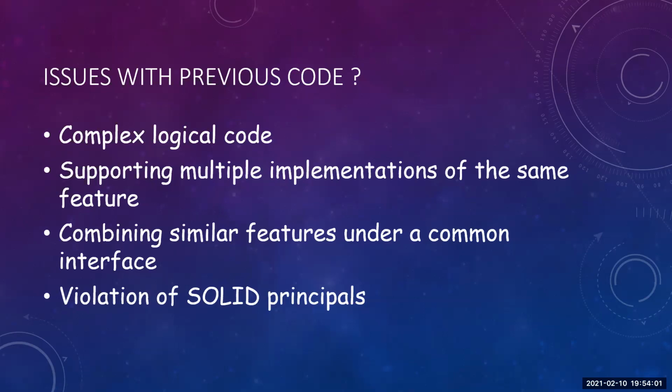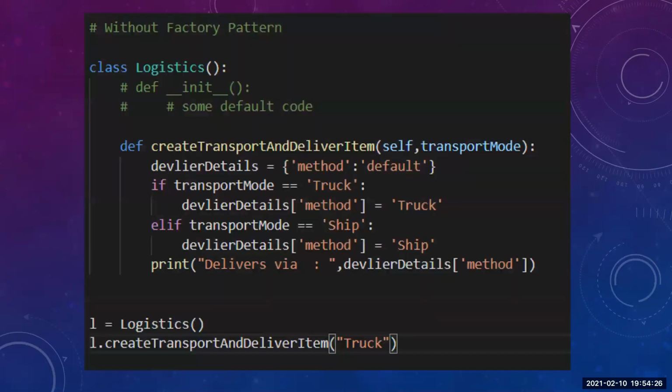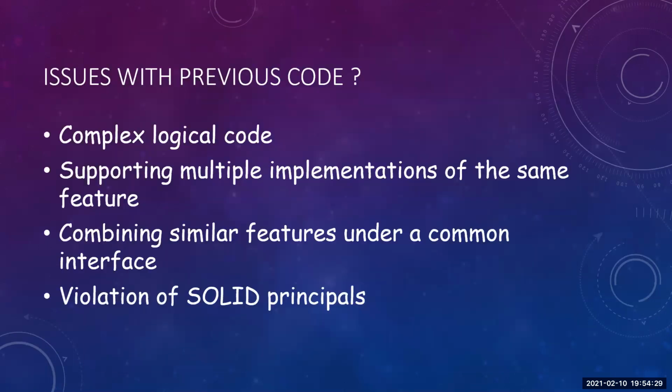I just explained the reason why we need to segregate it, correct? That is again contradictory to what? Combining similar features under the same common interface. And the last one, violation of the SOLID principles. Whenever we are writing any sort of code in an application, we have to keep in mind a few principles. This is one of the basic principles that we need to keep in mind. So let's have a quick glance at the SOLID principles.